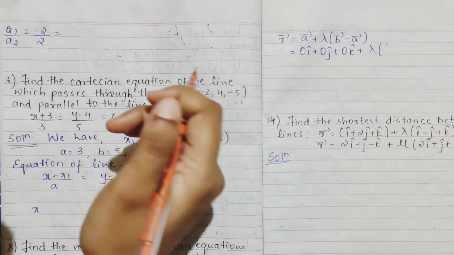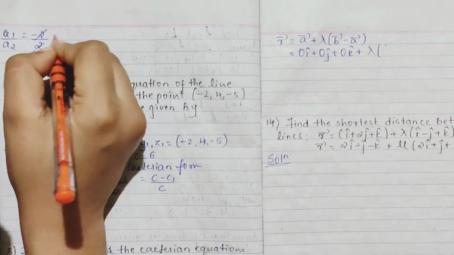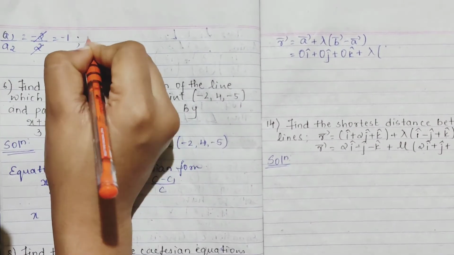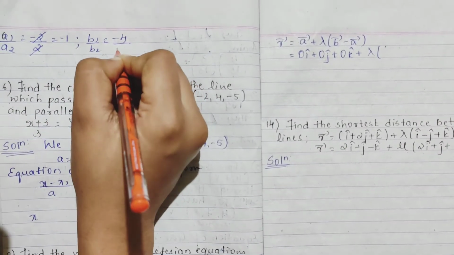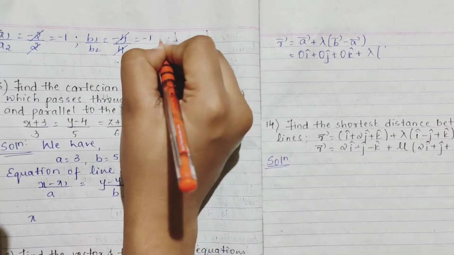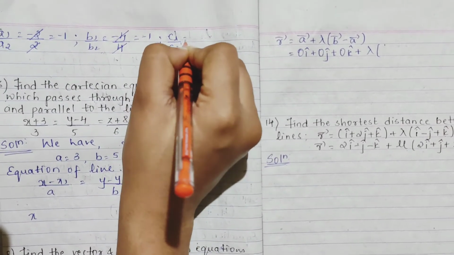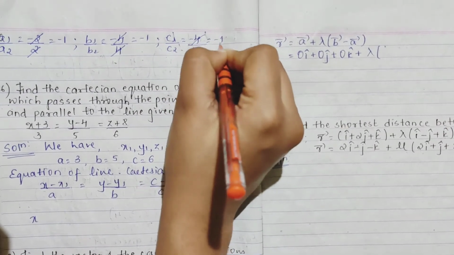So you get A1 by A2. What is your A1? Minus 2. Your A2 is 2. So 2 ones are 2, ones are, so you get minus 1. Second we will check B1 by B2. B1 was minus 4, B2 was 4. So 4 ones are 4, ones are, again you get minus 1. Third is C1 by C2. C1 you had got minus 4, C2 you had got 4. 4 ones are 4, ones are, so you get minus 1.